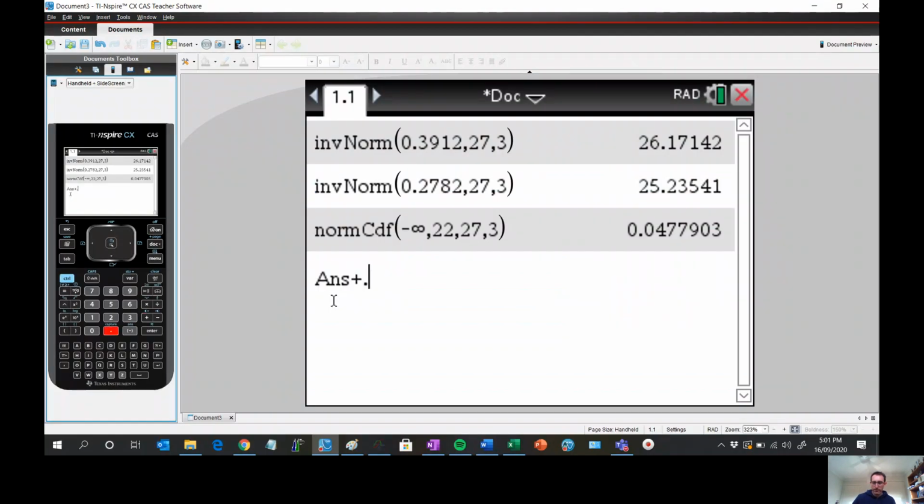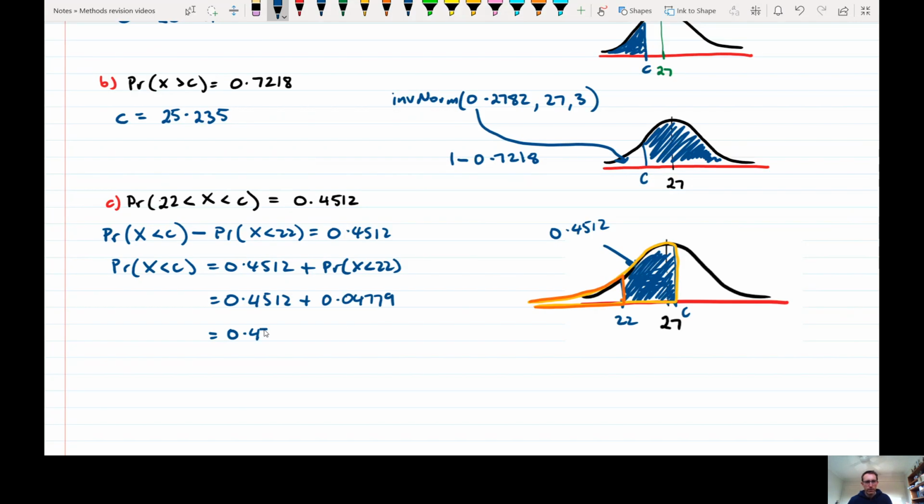So let's add that to 0.4512 and we get an area of 0.49899. That's the probability of getting less than C. So if you look at that, that's pretty much bang on 0.5. So C must be right on 27.